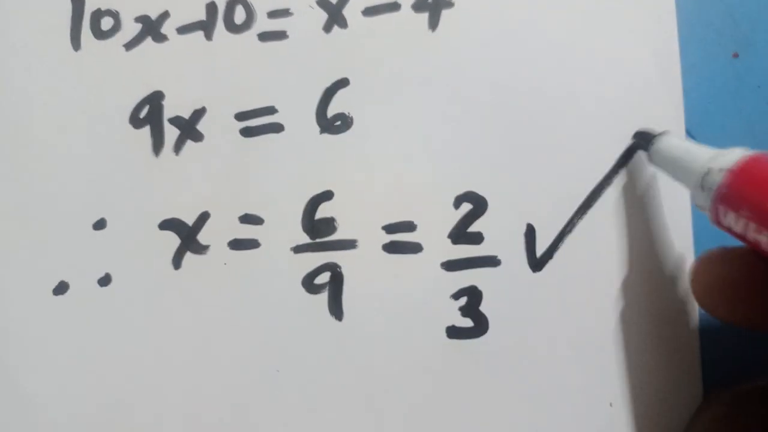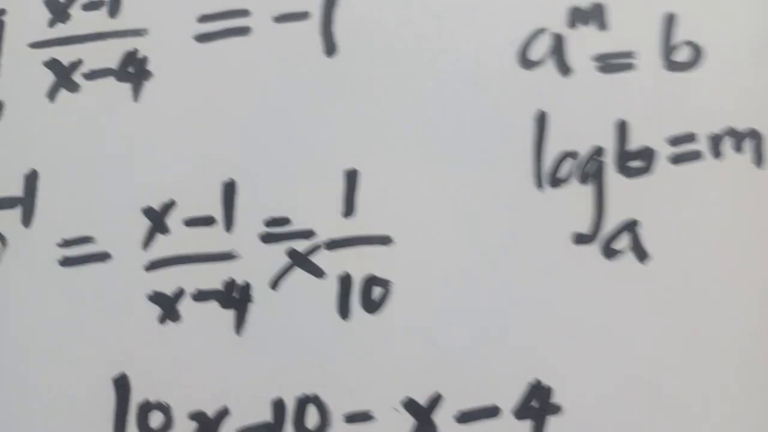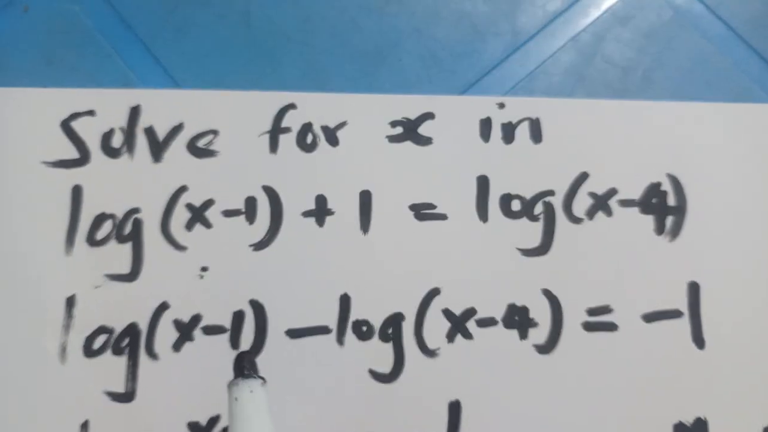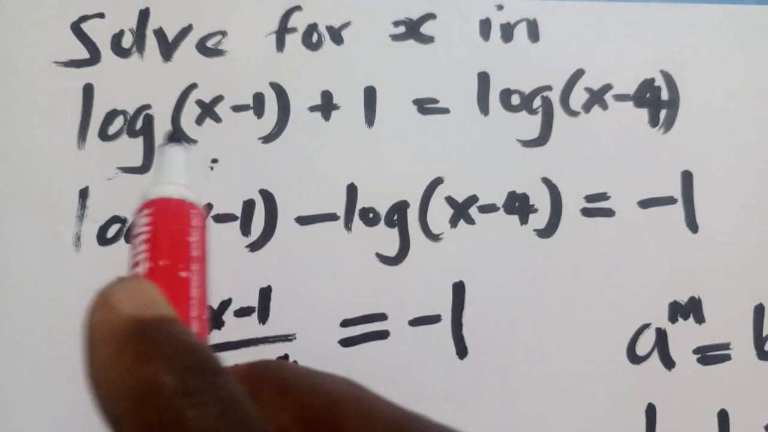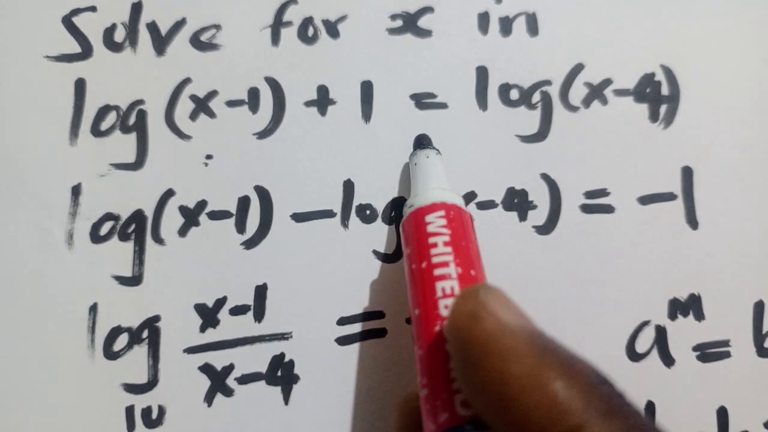And this is the solution to the equation that we had at the top there: log of (x minus 1) plus 1 is equal to log of (x minus 4).